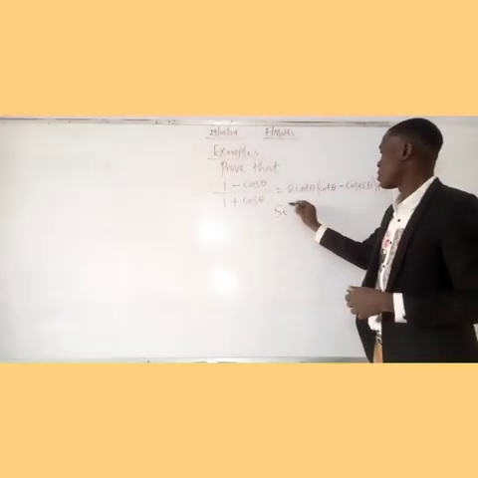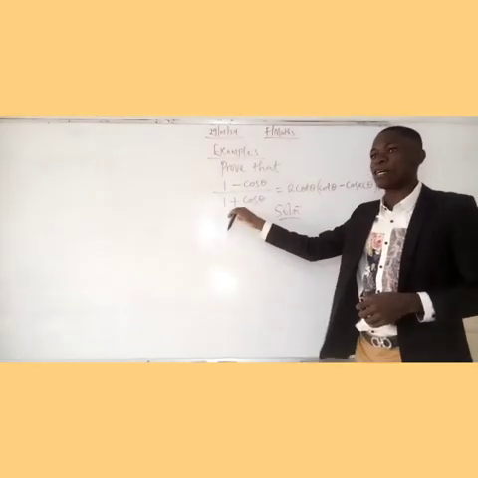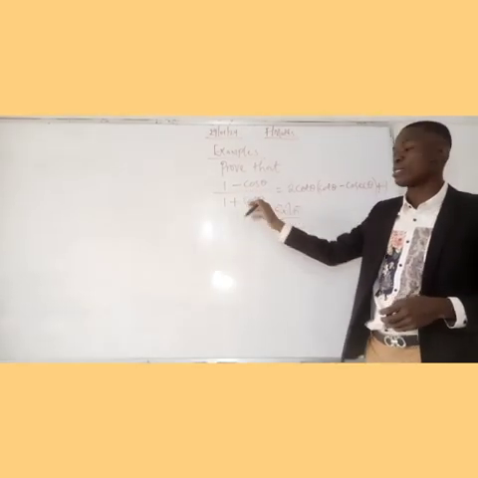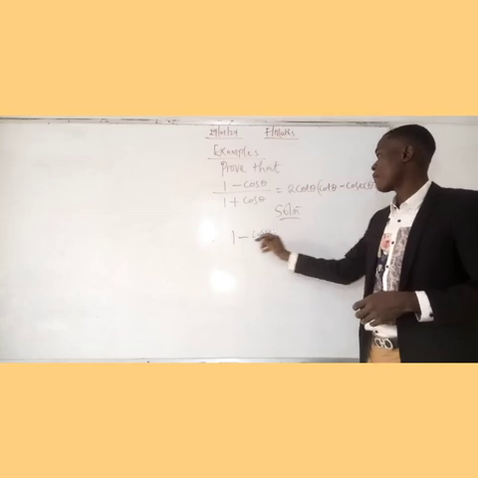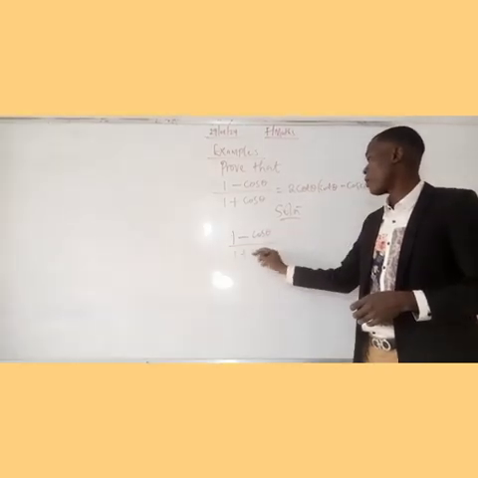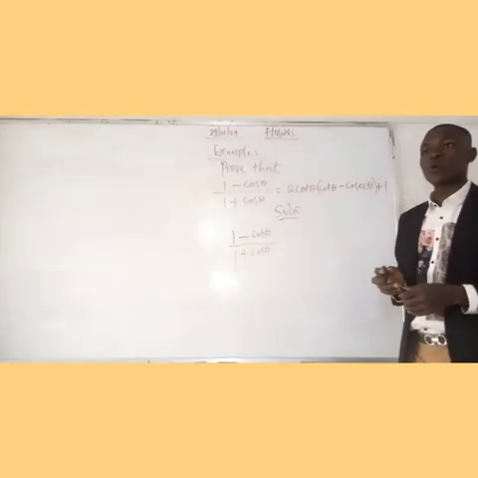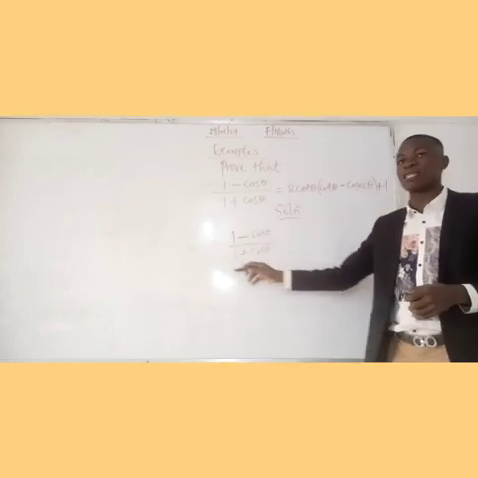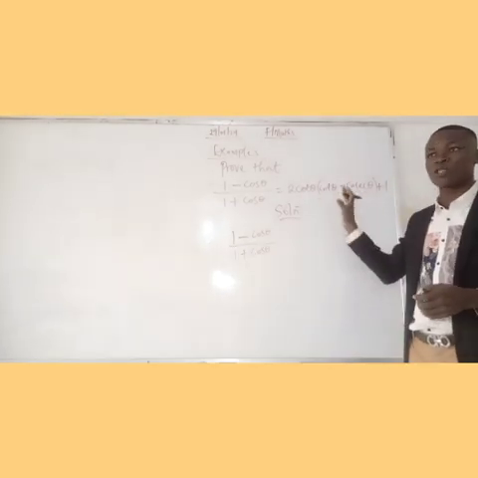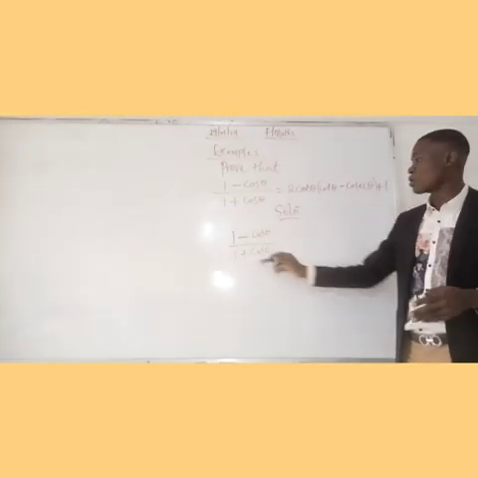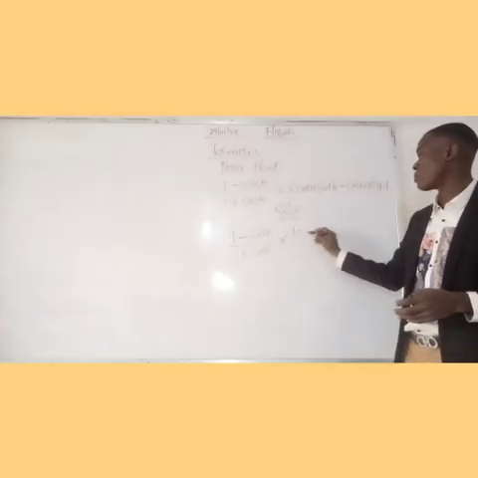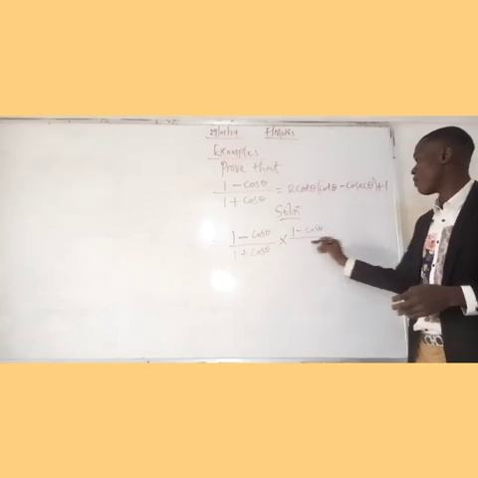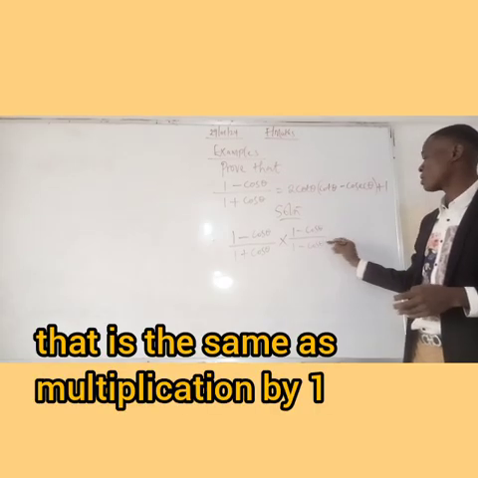So solution now. From the left-hand side, what we have is 1 minus cos theta over 1 plus cos theta. The way I'm going to do this is to change the sign of the denominator. If it were to be solved, we call it conjugate. So I will change the sign of the denominator and multiply it by this. So that will be 1 minus cos theta over 1 minus cos theta.